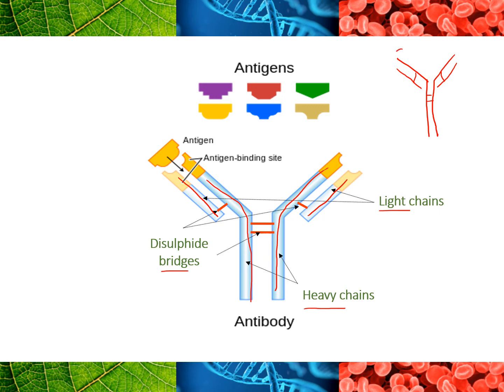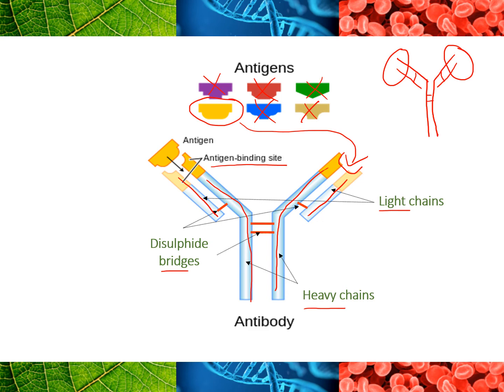The 2 top bits of the Y here are what we call the antigen binding sites. These are basically the specific complementary shape to certain antigens. So if this is 6 different types of antigens, that doesn't fit with that shape. Neither does that, neither does that, neither does that, neither does that. This is the antigen that is complementary to this specific antibody.